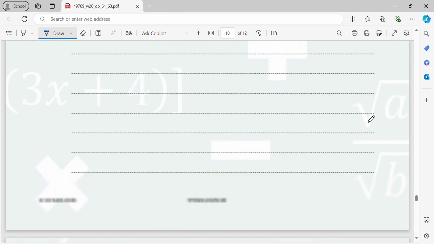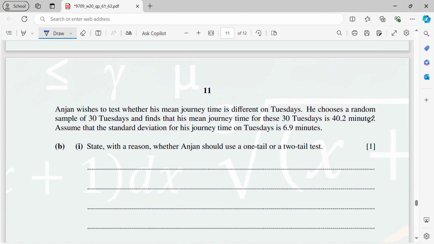Now, Engine wishes to test whether his mean journey time is different on Tuesday. He chooses a random sample of 30 Tuesdays and finds that his mean journey time for these 30 Tuesdays is 40.2 minutes. Assume the standard deviation on Tuesday is 6.9. This is the standard deviation. Part B, first part: state with a reason whether Engine should use a one-tail or two-tail test. Okay, whether his journey is different.